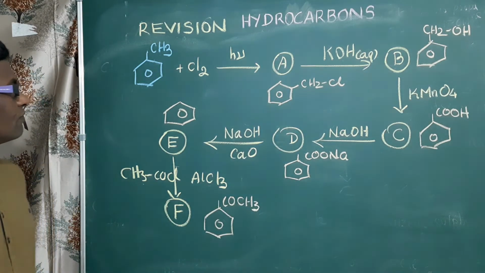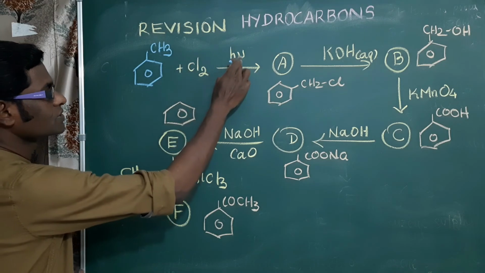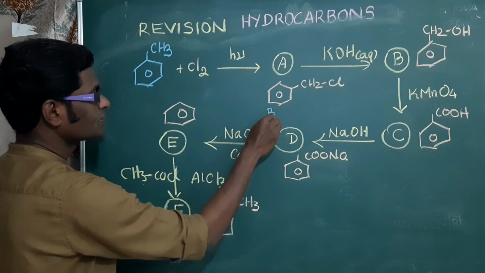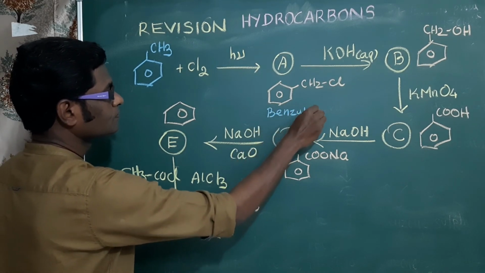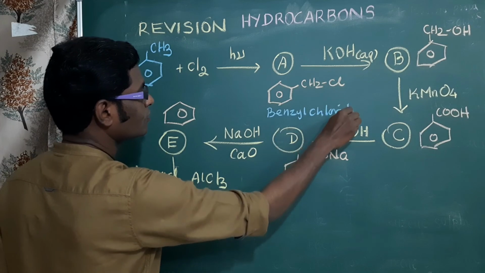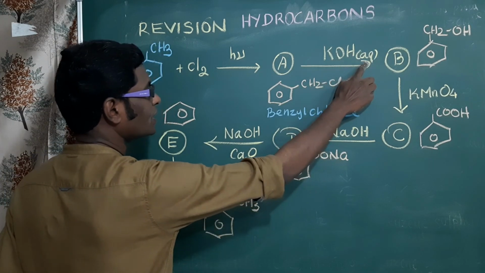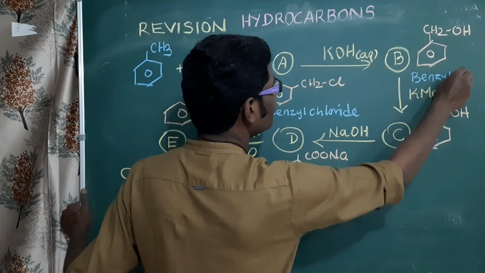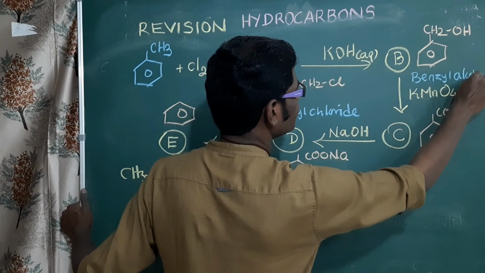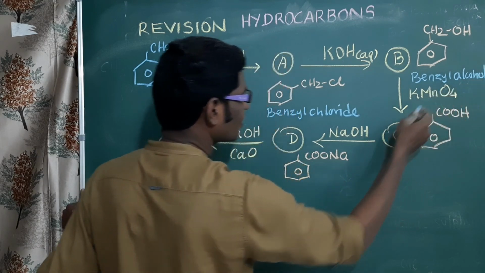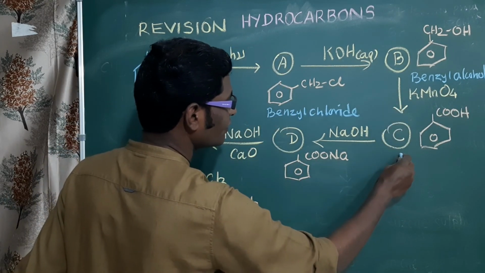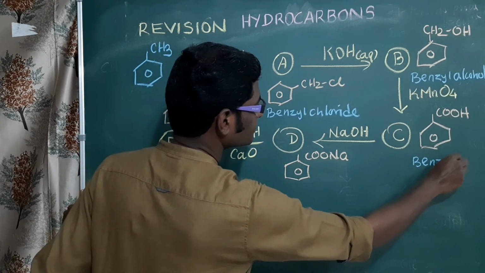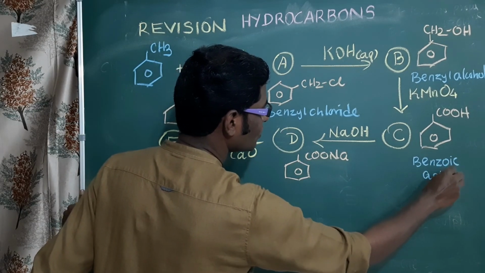I will repeat again. When toluene treated with chlorine in presence of light, halogenation takes place in aliphatic part, we will get benzyl chloride. Benzyl chloride treated with aqueous KOH, occurring substitution, we will get benzyl alcohol or phenyl methanol. This benzyl alcohol treated with acidified KMnO4, it is oxidized into benzoic acid. This reaction is called oxidation reaction.